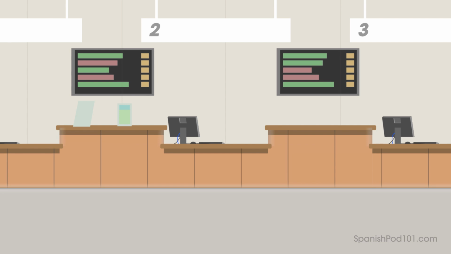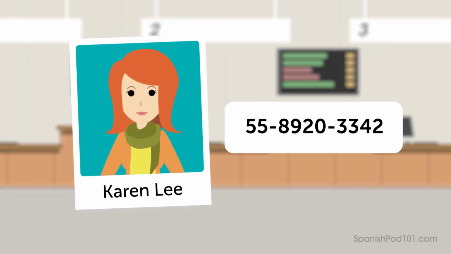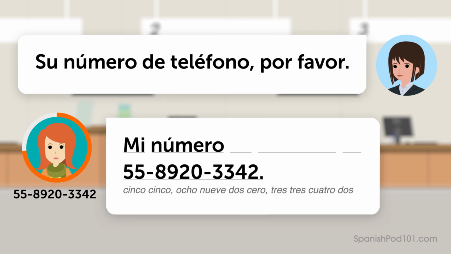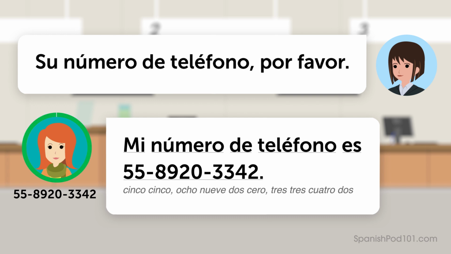Let's practice. Imagine you're Karen Lee, and your phone number is 55-8920-3342. Respond to the civil servant's request. Ready? Su número de teléfono, por favor. Mi número de teléfono es 55-8920-3342.